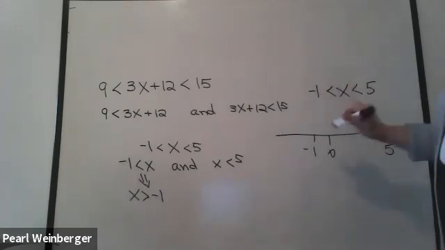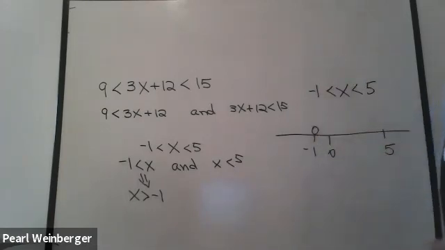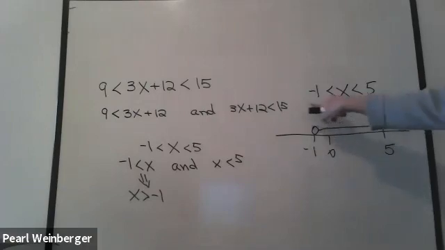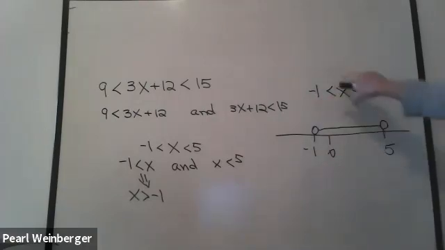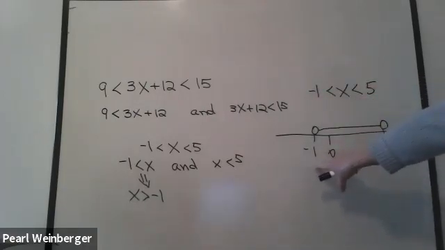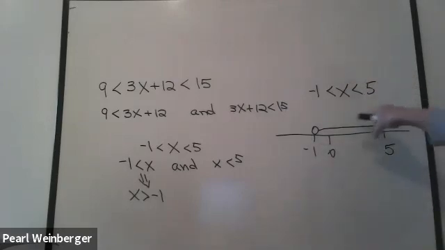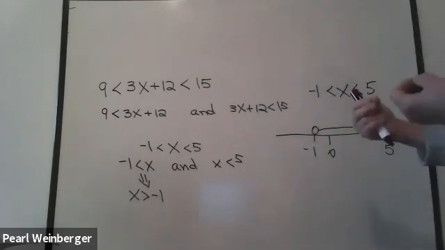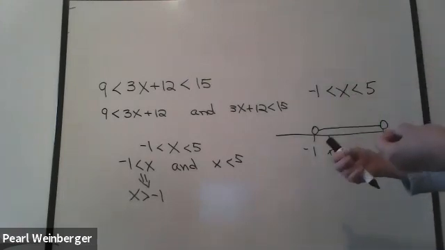And since this is a less than sign, that would be an open circle at -1. This is also a less than sign, no equal sign, so that would be an open circle over there, and everything in between. Do you see how the inequality and the number line sort of match? Here's your -1, here's your 5, and instead of an X, we just draw a line in between them. Now, if this had been a less than or equal to, we would have filled in the circle just the way we did before.